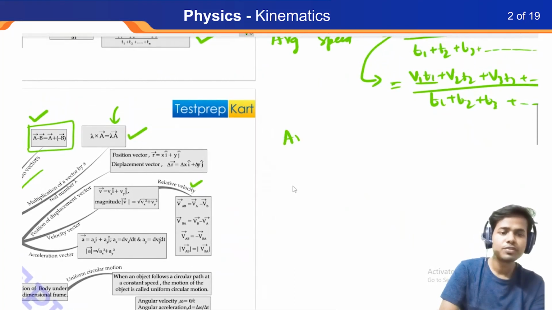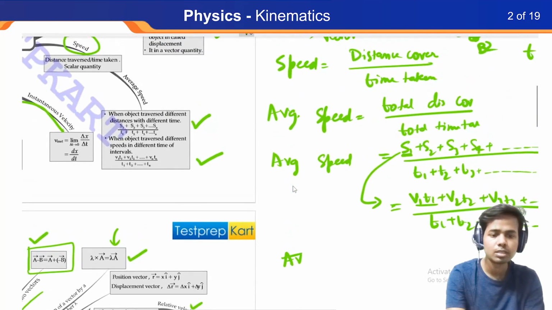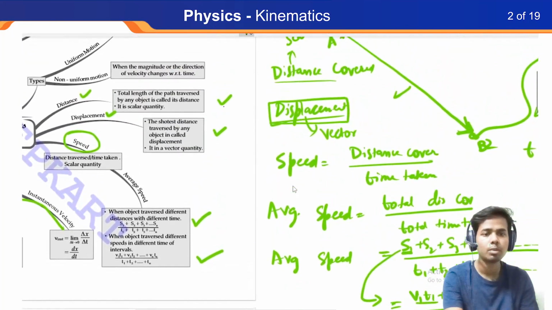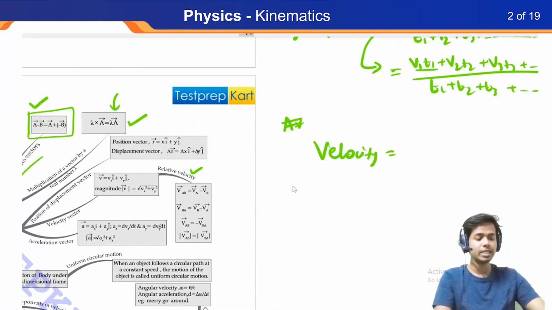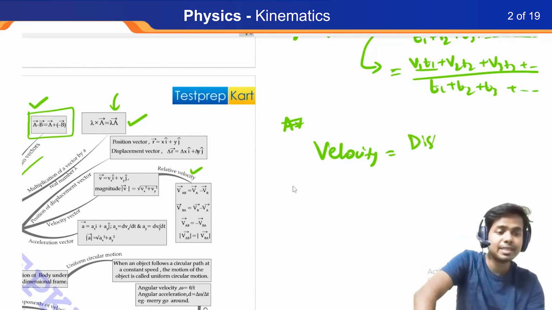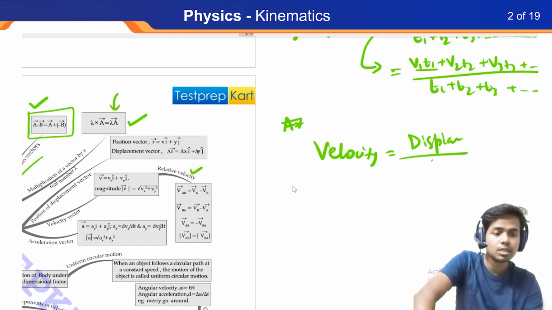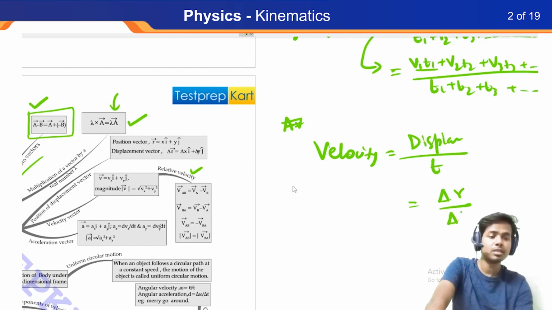What was the average velocity first of all? Or we have not talked about velocity, right? Let's talk a little bit about velocity as well. In the same manner as we defined speed, we can also define velocity, which is equal to displacement divided by time, or change in position vector divided by the time taken. Right?